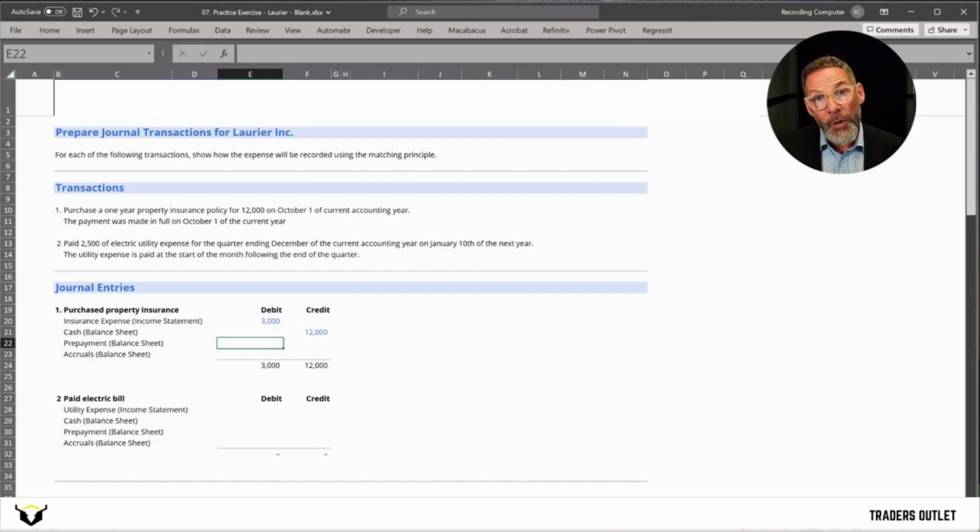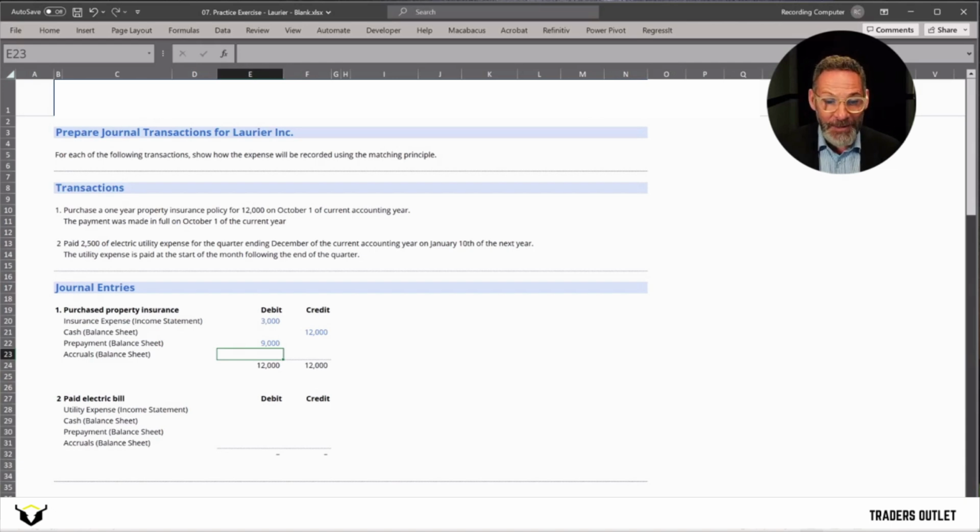However, we're owed another 9 months of insurance coverage next year. Because we are owed that, it's an asset, it's a prepayment asset, and the amount of that is going to be $12,000 divided by 12. That's the monthly cost of $1,000, but we get 9 months of coverage next year. Our debits match our credits, and we've used the matching principle.